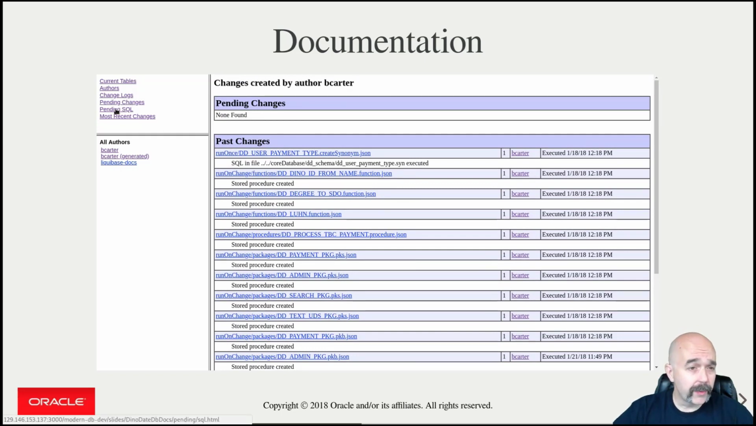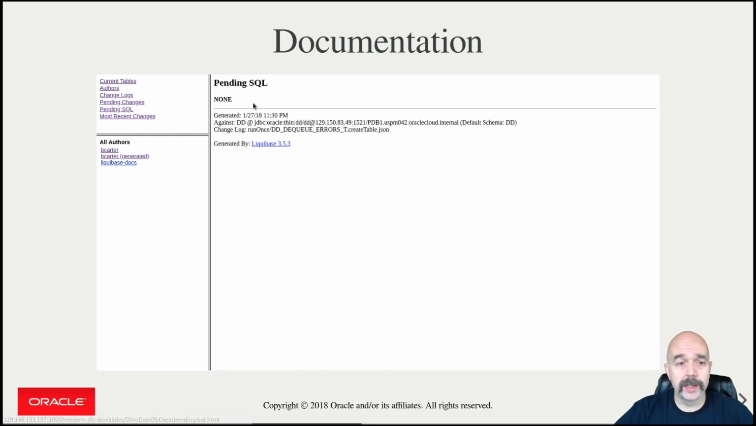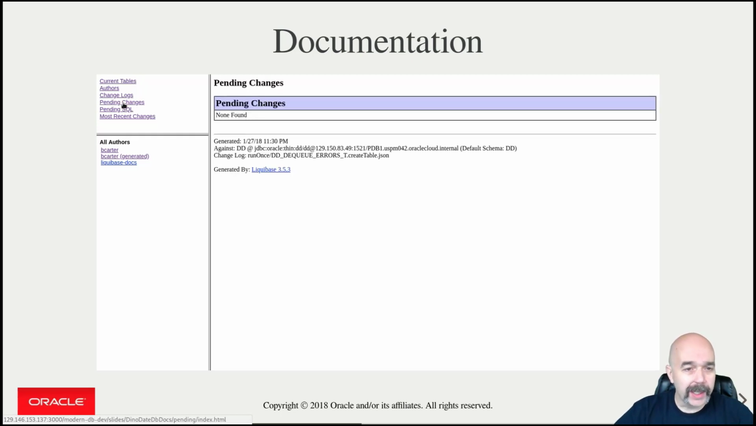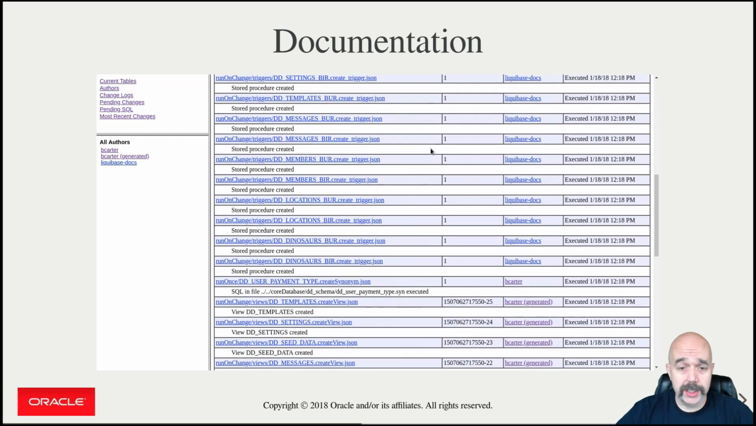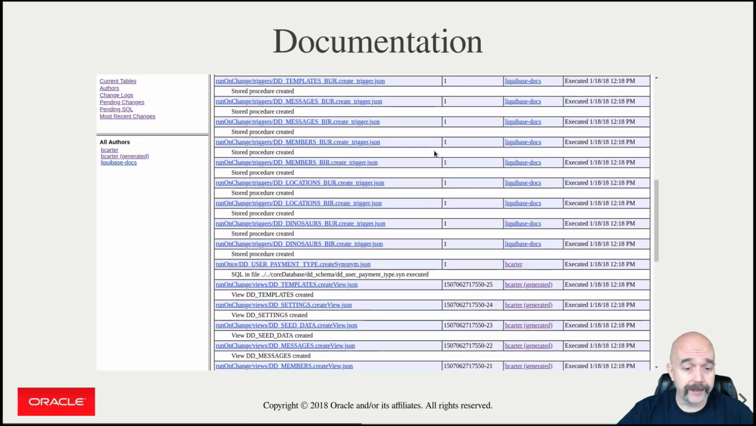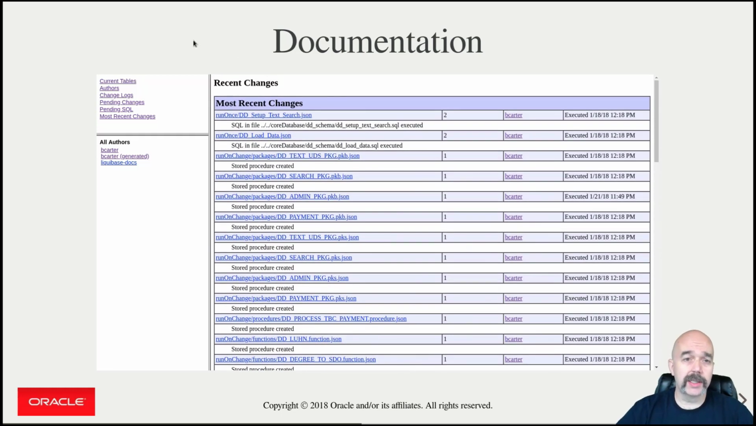Now these have all been run. If they had not been run, I could click here to see the pending SQL and just copy right out of here, run it in the database, and it would make the changes. And like I said, they've all been run, so there's no pending changes here. But here you can see these were the most recent changes that I ran. So it's kind of a nice little documentation tool, and I think it looks pretty cool. And you just run a command, and boom, it's generated.